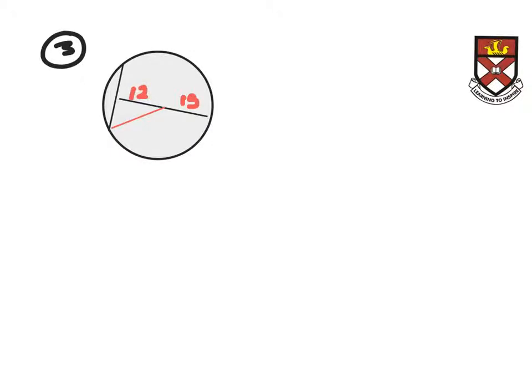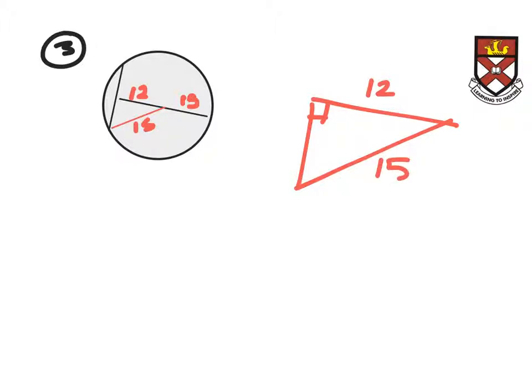The radius, sorry, I might have said the gradient there. The radius is 15, and the radius here is 15. So if I can extract that triangle out, we've got a right angle triangle. This distance is 12. This distance is 15. We're trying to work out this one here. So a bit of Pythagoras, and then you double it because you've got two lengths.